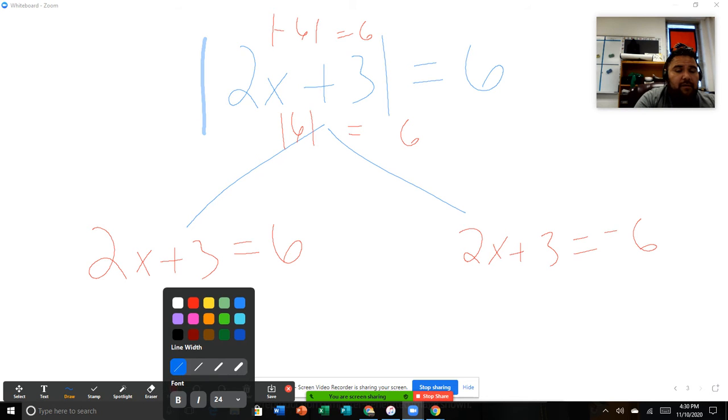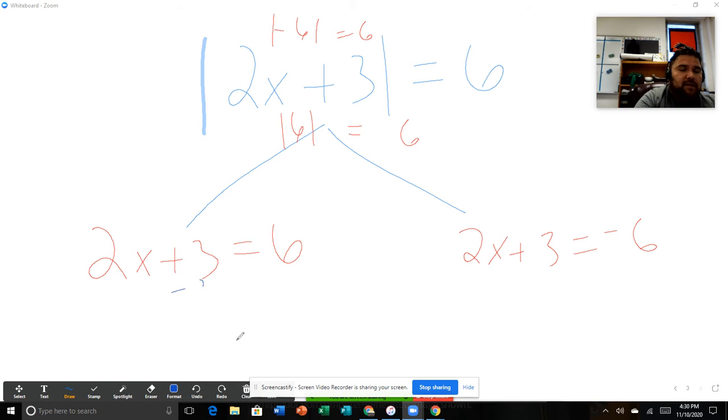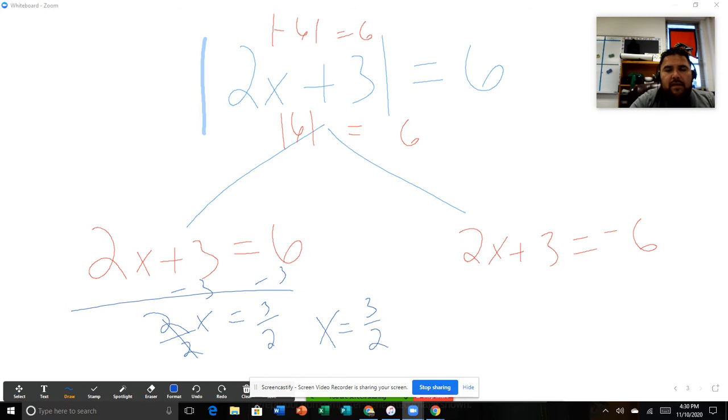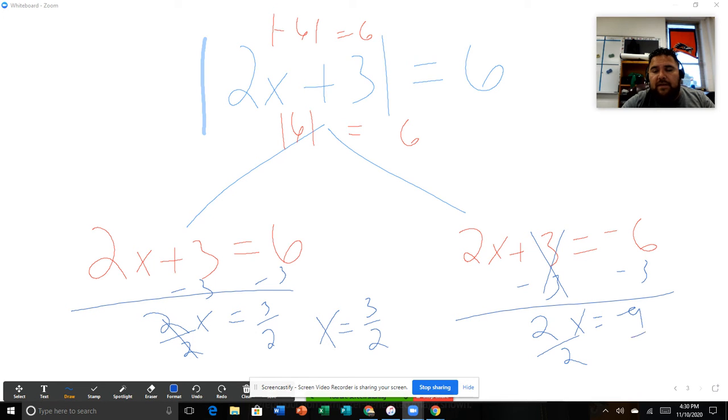So here we're going to solve for x. In this situation, subtract 3 from both sides, okay? We get 2x equals 3, divide both sides by 2, and x is equal to 3/2 or 1.5, however you want to say it. In this situation over here, we subtract 3 from both sides. Now we get the equation 2x equals negative 9, right? Divide both sides by 2, and we get our other solution, x equals negative 9/2.